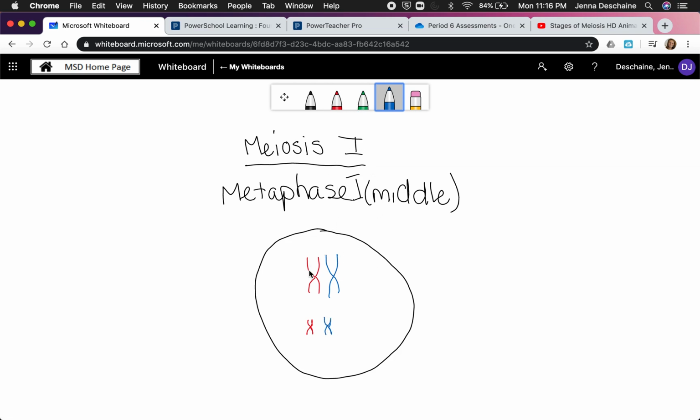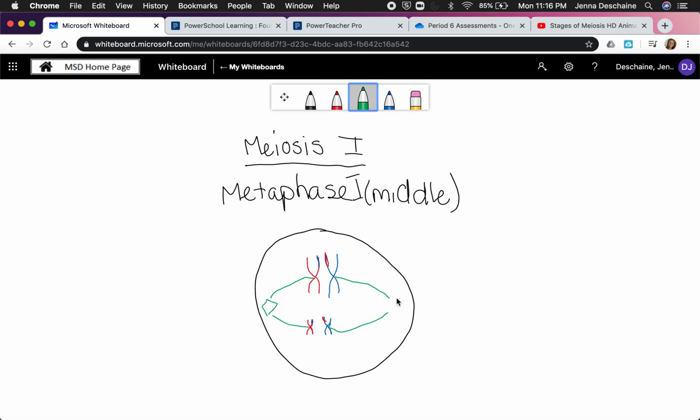And then I also have to make sure that they are drawn correctly. All right, and so they line up in the middle of the cell. And then those microtubule ropes I was talking about earlier, they start to attach themselves to the very center of the chromosomes. Just like this, all right?